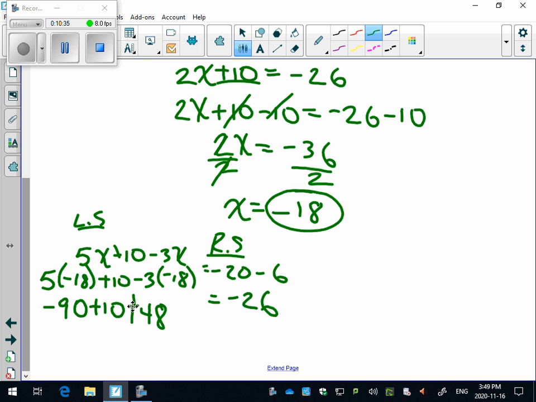And now we add that all together. We have negative 90 plus 10 is negative 80. Negative 80 plus 48. That doesn't sound right. Let me check my math up here. 3 times, oh, that's going to be 44. Let me just move that right there. It's okay to make some mental errors, but as I was looking at it, I knew that wasn't going to come out. Anyhow, we have negative 90 plus 10 is negative 80, and negative 80 plus 44 is negative 26. So that side equals that side.